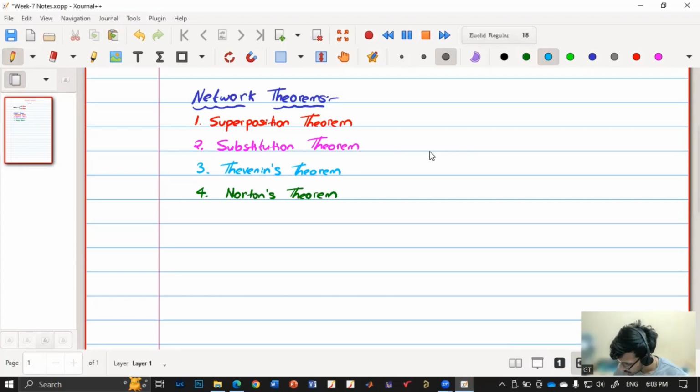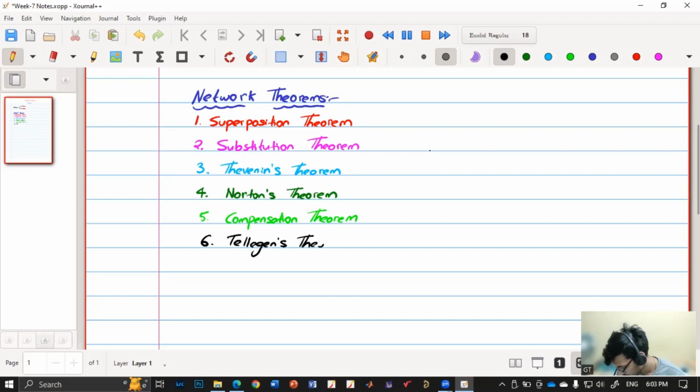And then fifth, we have the compensation theorem. And sixth, we have Tellegen's theorem. And finally, we have the reciprocity theorem. Okay, we'll just go one by one.